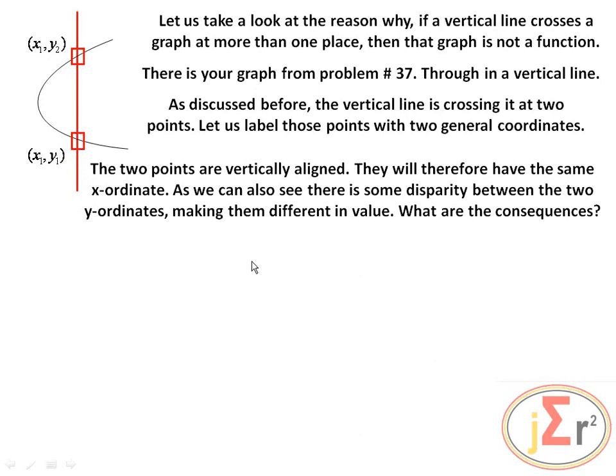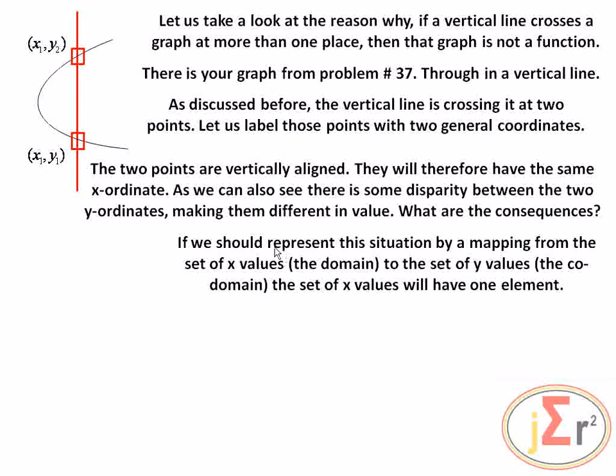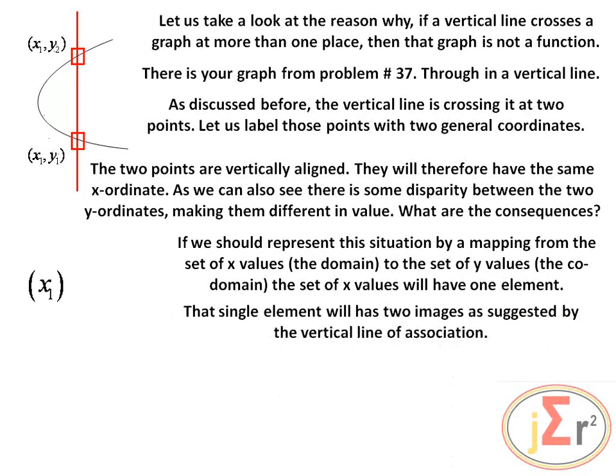values are different. So if we should represent this situation by a mapping from the set of x values, the domain, to the set of y values, the codomain, the set of x values will have one element. Only one value for the x. But what do we know? 2 values for the y. The 2 elements will have 2 images as suggested by the vertical line of association. So there we have x1 going to y1 and y2.